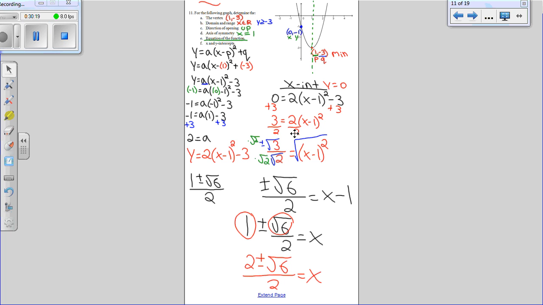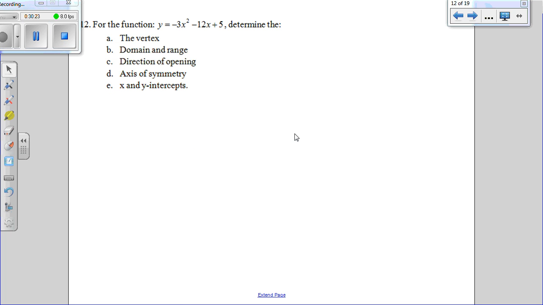All right. There's a question here. It's a quadratic. It wants you to determine the vertex, the domain and range, the direction of opening, the axis of symmetry, and the x and y intercepts. It does not say what method you have to use. You could do it algebraically. That would suck. Or you could use your calculator. That'd be awesome. So, we're going to remember how to do all this using your calculator.